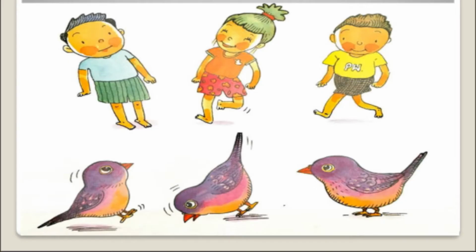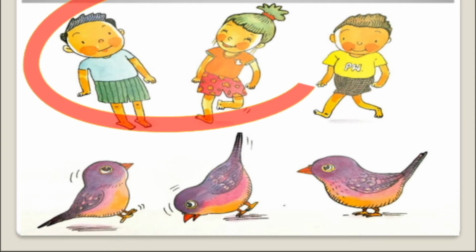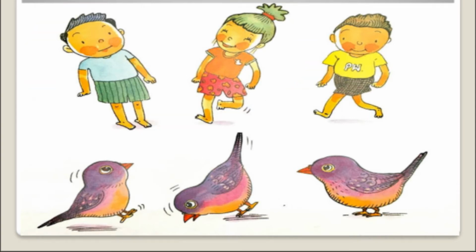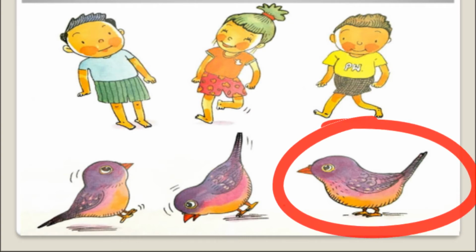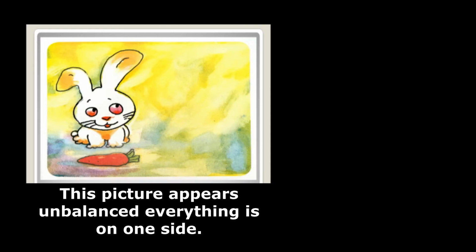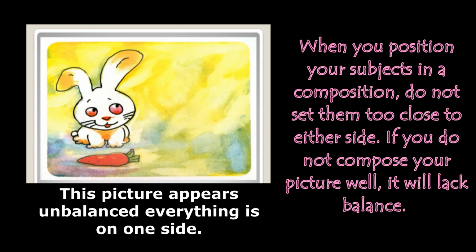For example, if you draw the picture of a man standing, then the picture of the standing man should be upright and not bent over to left or right. If you draw an animal like a bird, then it should be level and appear balanced. And one thing that you need to remember when creating an artwork, when you position your subjects in a composition, do not set them too close to either side. If you do not compose your picture well, it will lack balance.